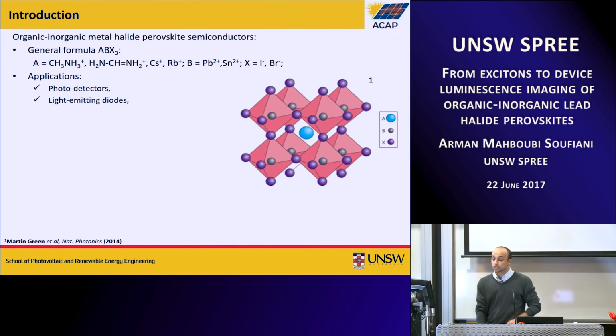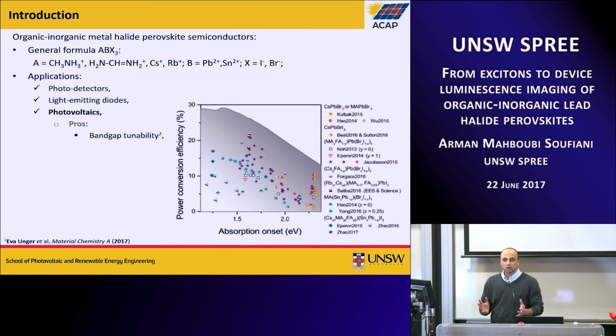Perovskites have been used for the fabrication of photodetectors and light-emitting diodes, but what we are all interested in is their application in photovoltaics. They have quite a lot of pros. I've put 4 of them here. One is that you can fabricate perovskites with different composition, and as a result, you will have materials with different band gaps. You can see here in this plot that the band gaps can range from near infrared to UV, and the efficiencies delivered so far using these compositions are quite a wide range.